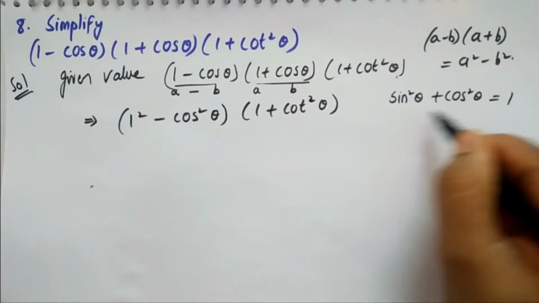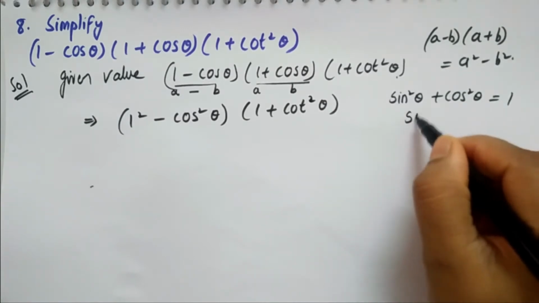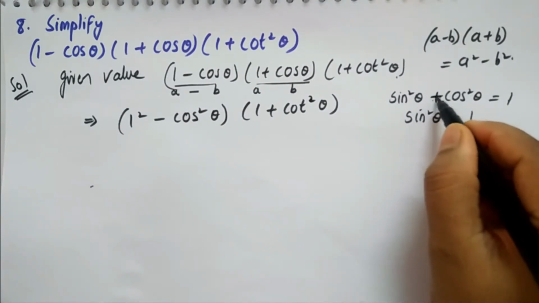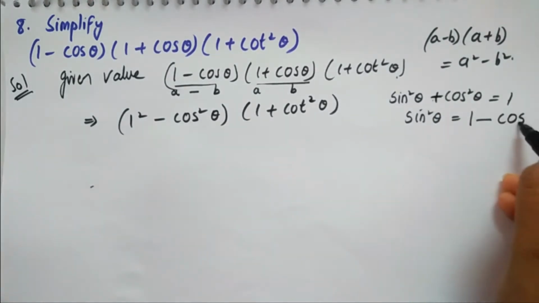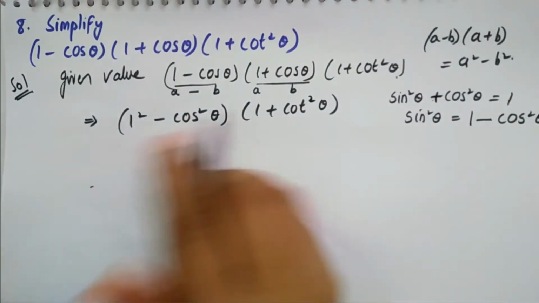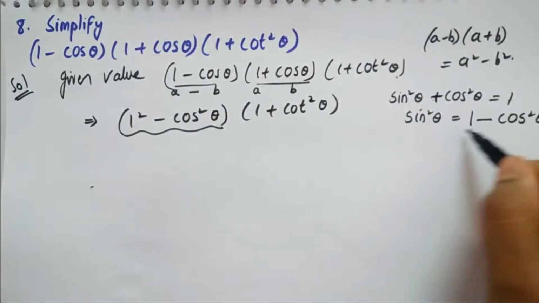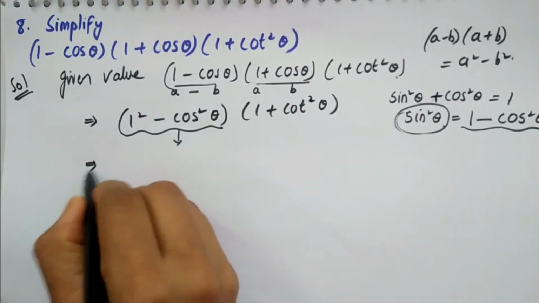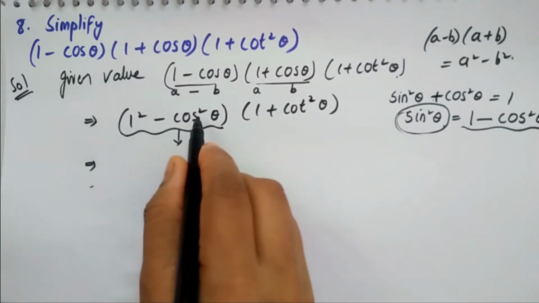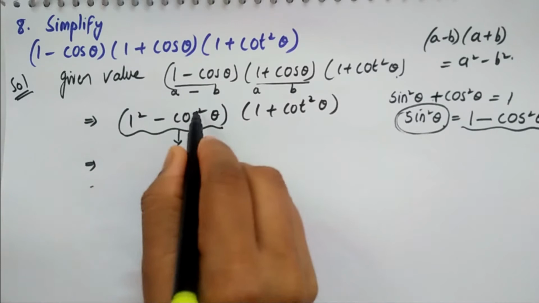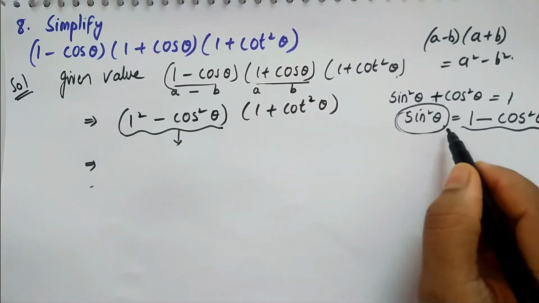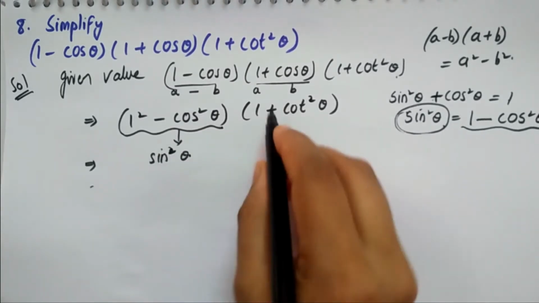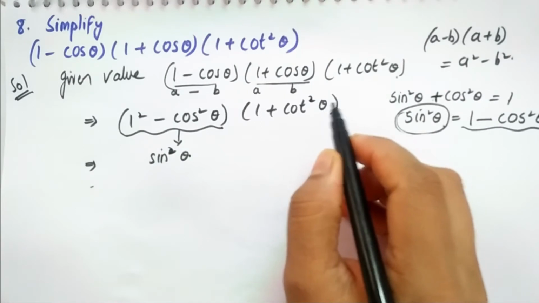Sine square theta is nothing but 1, and this plus is sent to that side, minus cos square theta, right? So here, 1 minus cos square theta is nothing but sine square theta. We are using the identity and replacing this, so 1 minus cos square theta is nothing but sine square theta, right? And 1 plus cos square theta, this also seems somewhat similar.